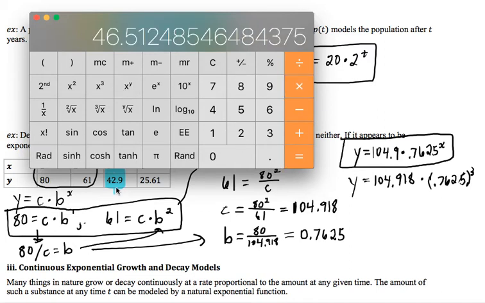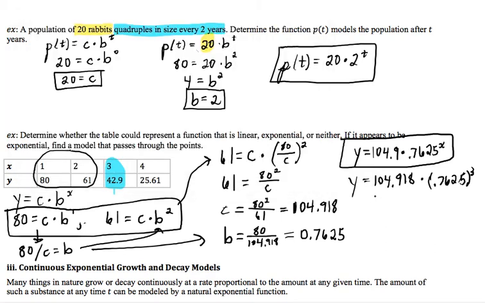Clearly it's pretty far off. It's not 42.9. We get 46.512. And so this is definitely not an exponential model, although it's close. It's just not quite. Okay.